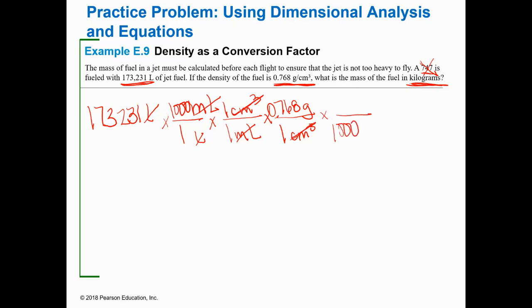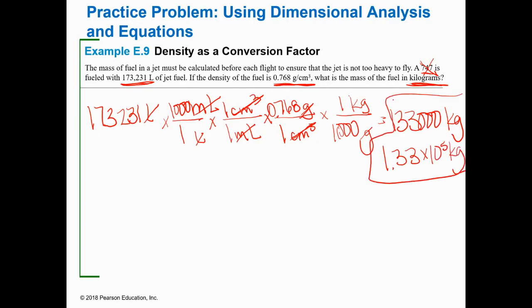Okay, also there are 1,000 grams in 1 kilogram. So our grams cancel. So we do our calculation. I get 133,041. I'm keeping 3 sig figs, so I'm going to say 133,000 kilograms, or 1.33 times 10 to the 5 kilograms. Just make sure you pick one and stick with it.